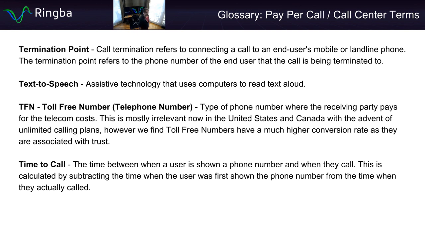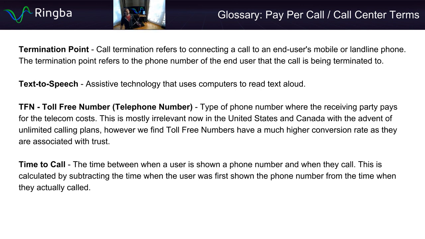Now, text-to-speech, this is assistive technology that uses computers to read text aloud. Like I said before, Ringba has text-to-speech in 15 different languages, in male and female. So you basically can type out your IVR menus or type out your whisper messages or whatever message you want, and our text-to-speech engine will actually read it on the phone for you.